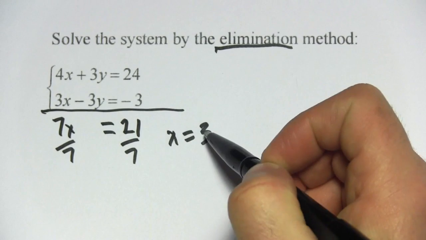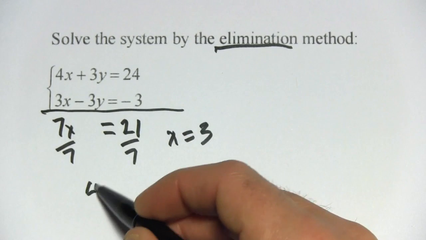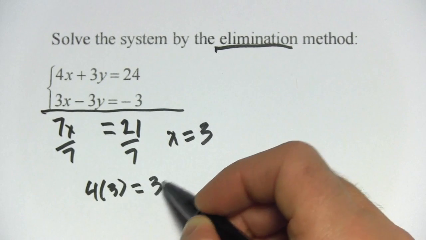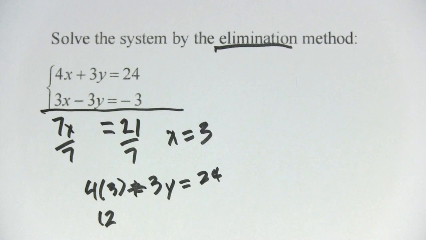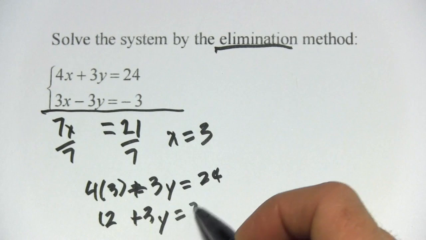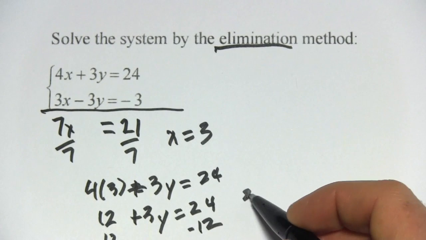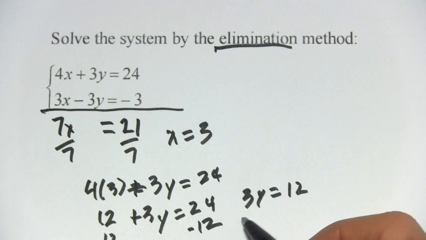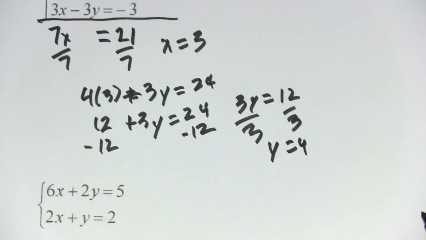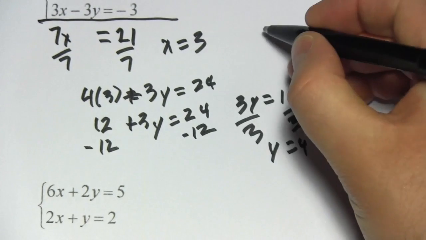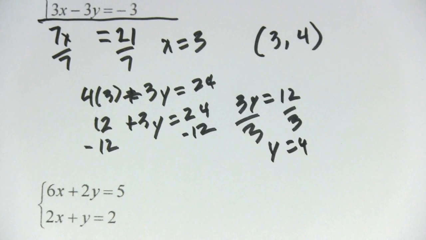Once we're at that point, we take this 3 and plug it back into any one of these equations. Let me put it in the top one. 4 times 3 plus 3y equals 24. So this is 12, oops, that should have been a plus. 12 plus 3y equals 24. Subtract 12. We get 3y equals 12. Divide by 3. We get y equals 4. So 3 and 4, as an ordered pair, that would be (3, 4).